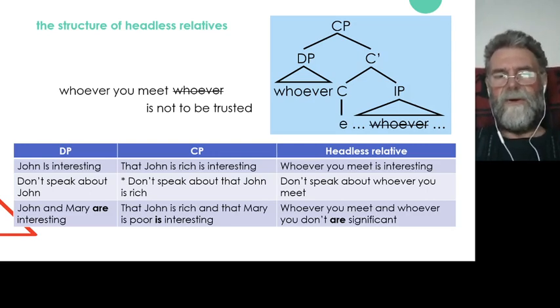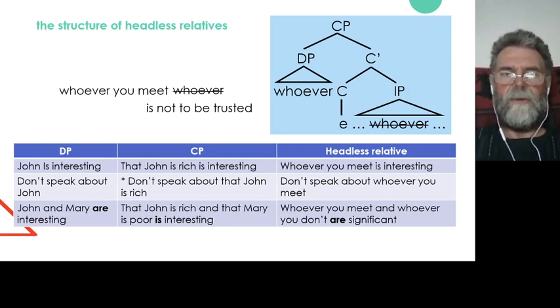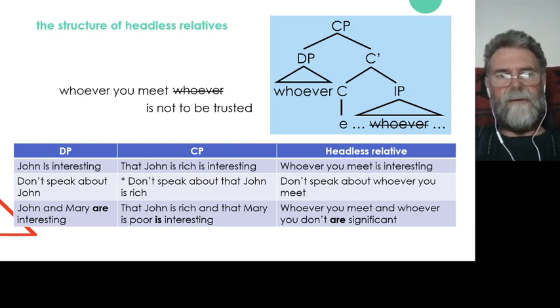The form of the verb there is agreeing with a plural, John and Mary. The same thing doesn't happen with a clause, however. That John is rich and that Mary is poor is interesting. Okay, you don't coordinate the two clauses to make a plural here. You still get the singular agreement on the verb to be here, the form is.